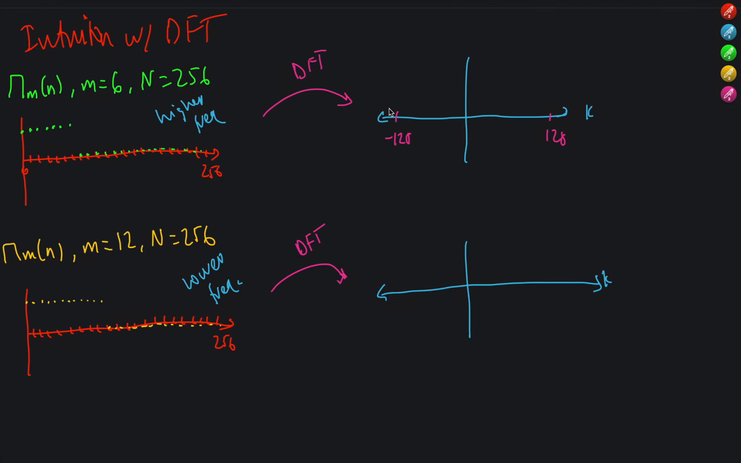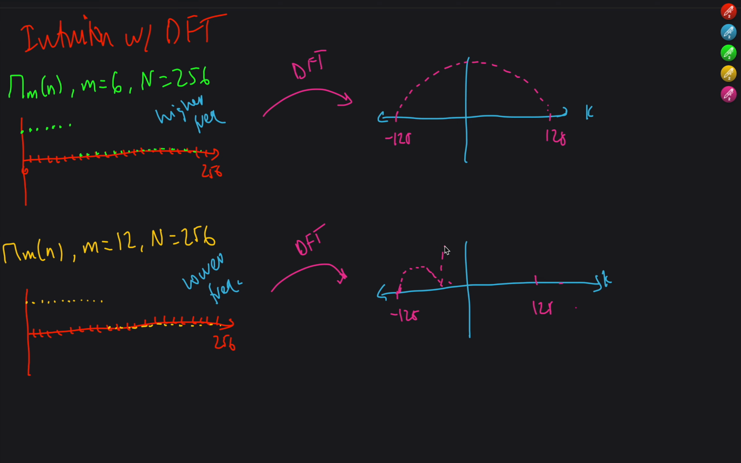Very important property. So this is what the DFT looks like for this one, and this is what the DFT looks like for this one. That should be symmetric, but let me draw it a little bit better. It's because I drew this 128 so far away. If 128 is here, then my DFT is going to look like this.